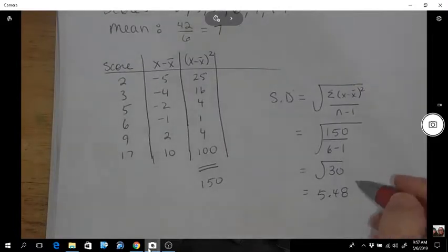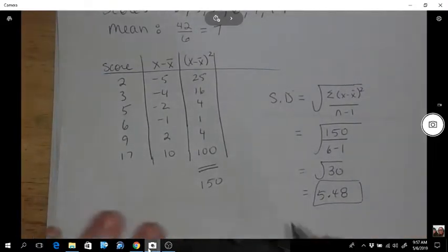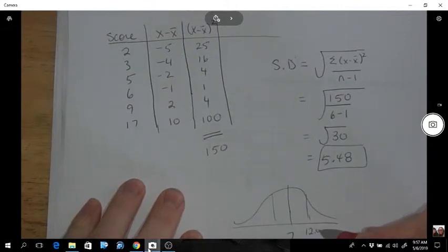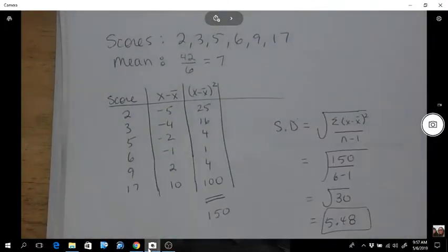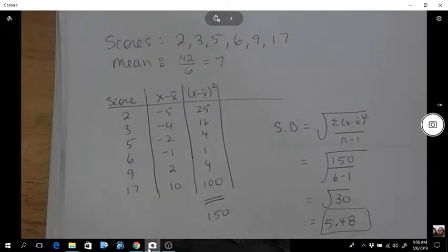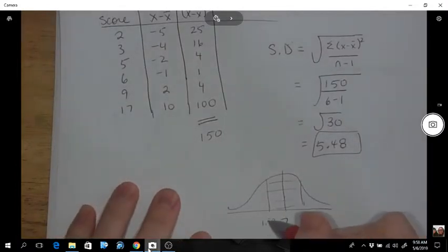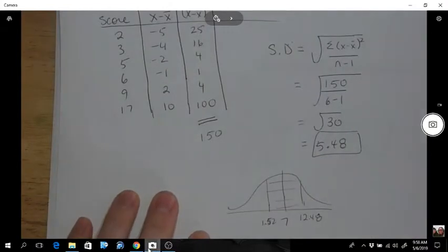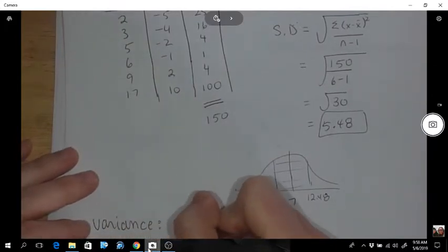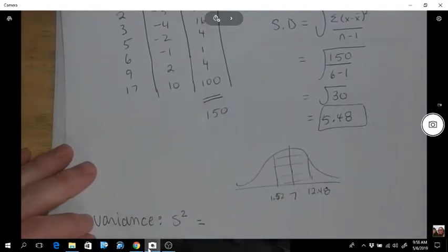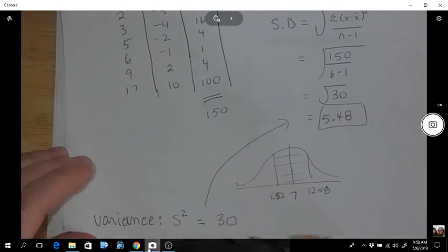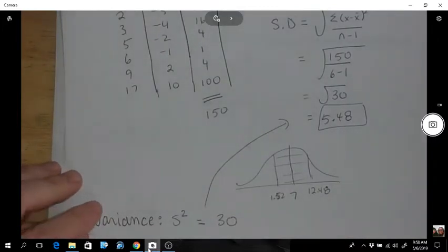Remember when I talked about the curve: if I have a mean of 7, then adding 5.48 gives 12.48, and on the other side we have 1.52. So 68% of our numbers will fall between 1.52 and 12.48. That gives us an idea. Another word you might see is variance. On your formula sheet, it's just your standard deviation squared. So in our case, squaring that gets us back to 30, so our variance is 30, just another number telling us how far the data is spread out.